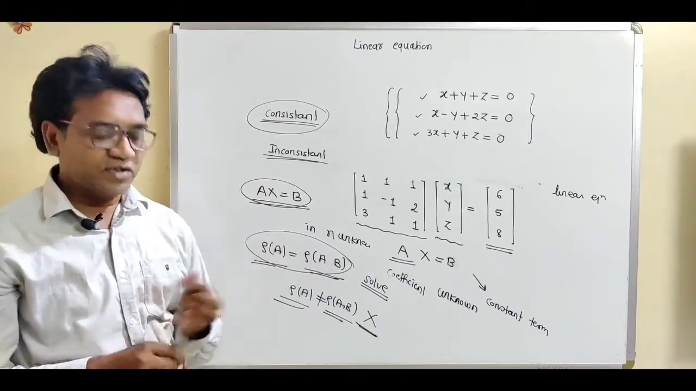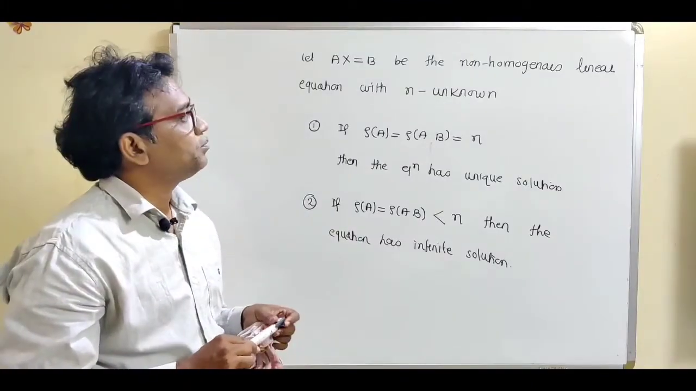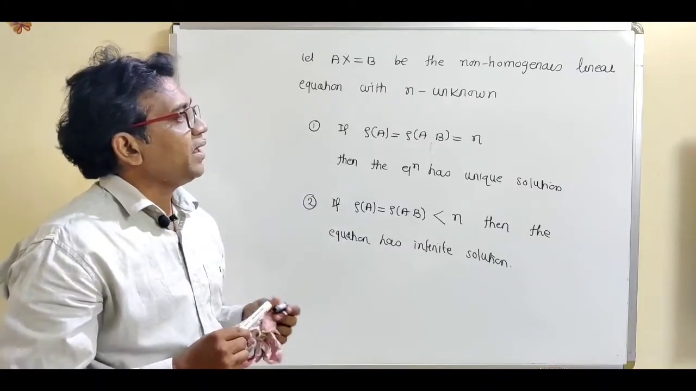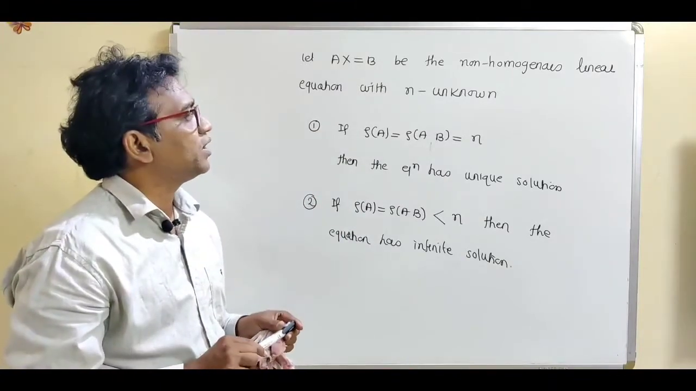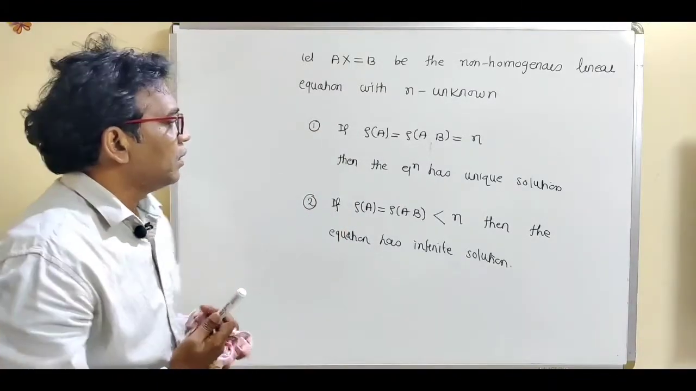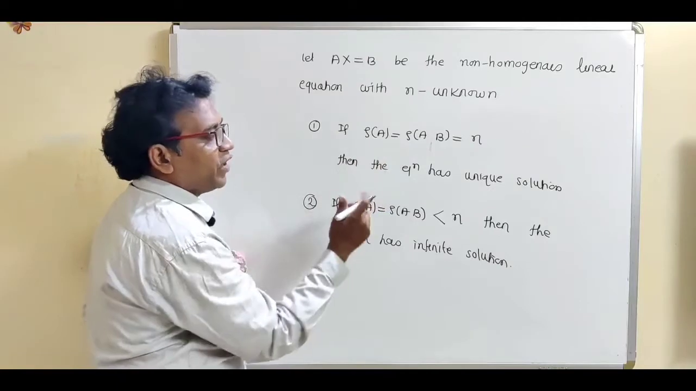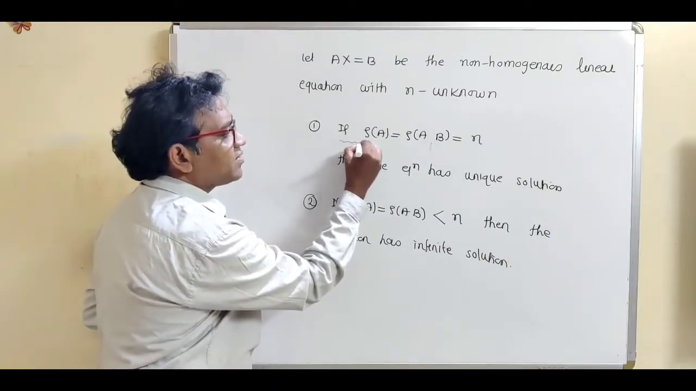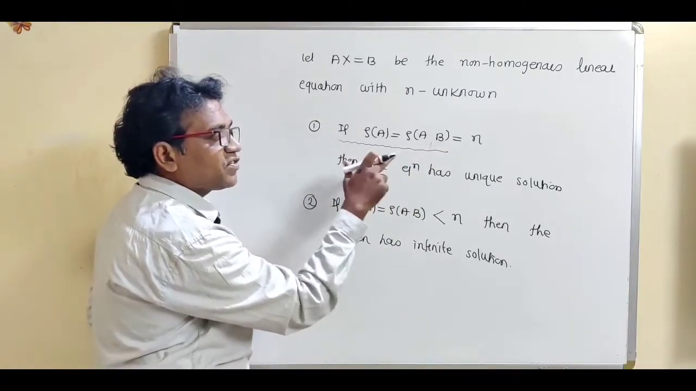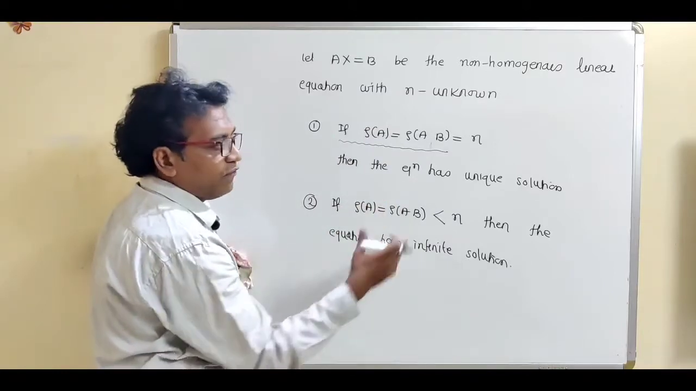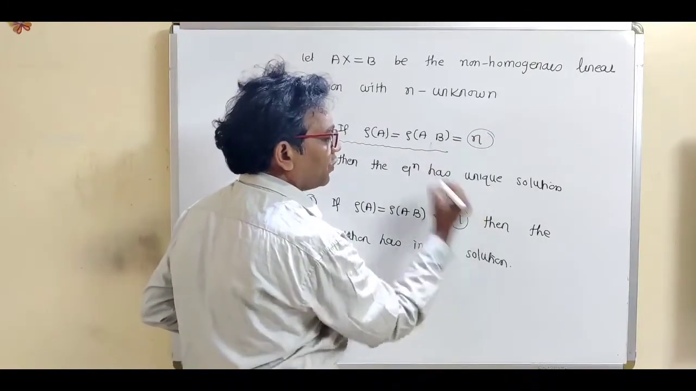Now there is one theorem, so just write down that theorem. This is the statement of the theorem. Let Ax = B be a non-homogeneous system of linear equations with n unknowns. Then what is the first statement? If rank of A is equal to rank of AB, this is the necessary condition for finding the solution. If the system is consistent, then and only then we can find its solution. Whether it is a unique solution or infinite solutions depends upon the number of unknowns.